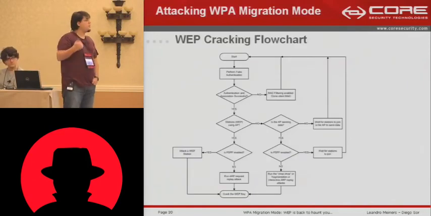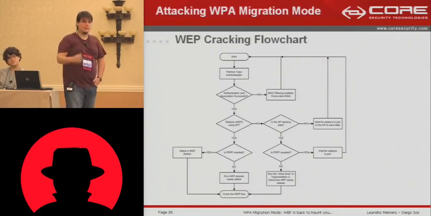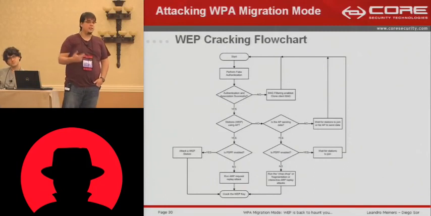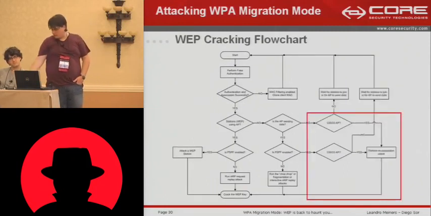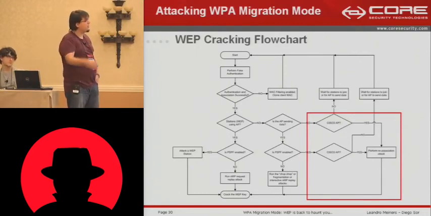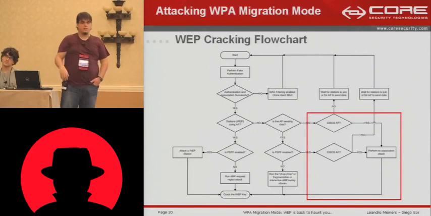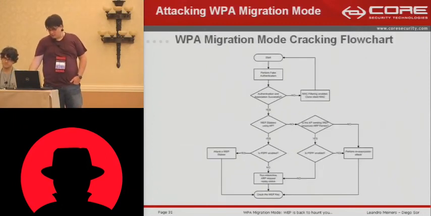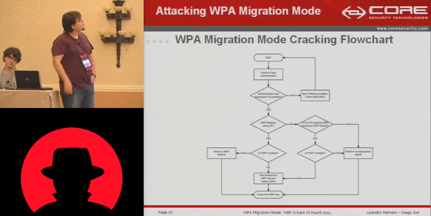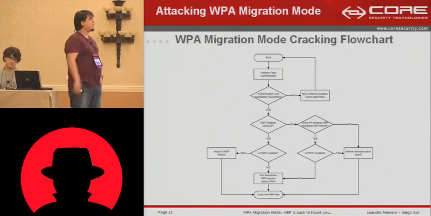So basically, as a recap, this is the standard WEP cracking flowchart to attack a WEP AP. The interesting thing is that this new attack mode can also be used against a Cisco AP if it's just running WEP. So basically, we add that new branch of a new attack mode. And this summarizes our WPA migration mode attack. The flowchart, this is what I've been talking about.